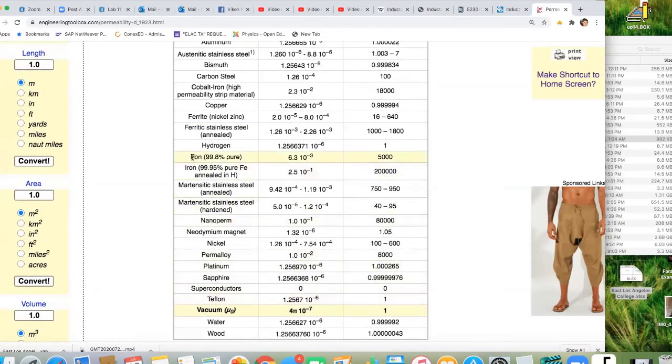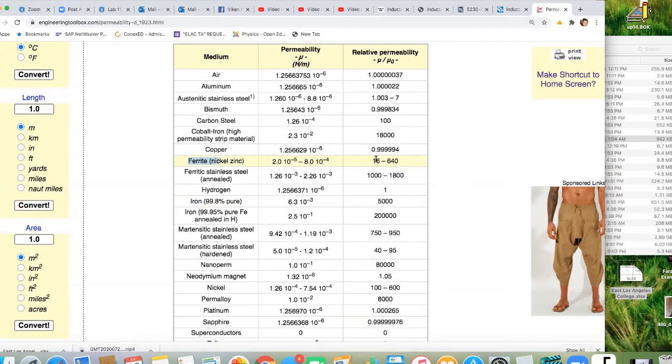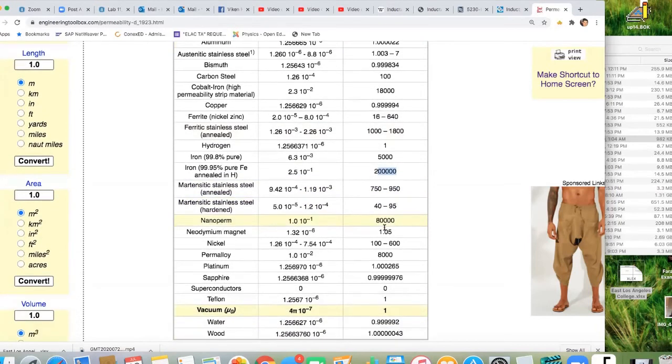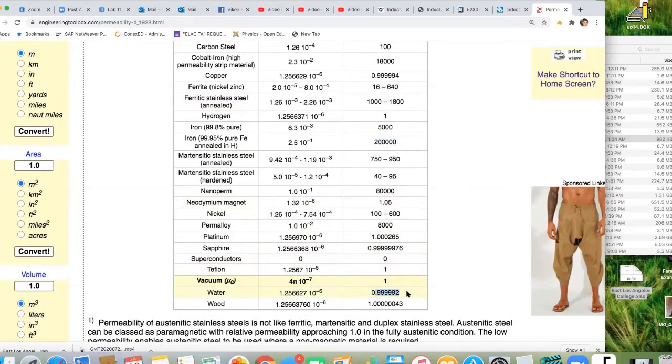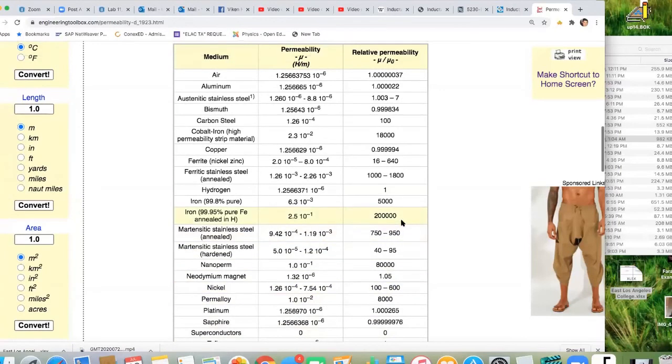So iron, ferrite, nickel, zinc. Yeah, it varies too much, so we really don't know. Iron, ferrite, stainless steel. Iron is 5,000. Pure iron annealed, 200,000. Water is just about the same as vacuum. Wood is about the same. Okay, so let's see. It's a ferritic stainless steel, annealed, ferritic nickel zinc, ferrite. So I guess from 16 to 640. So 200 seems reasonable because it's kind of in between that range.